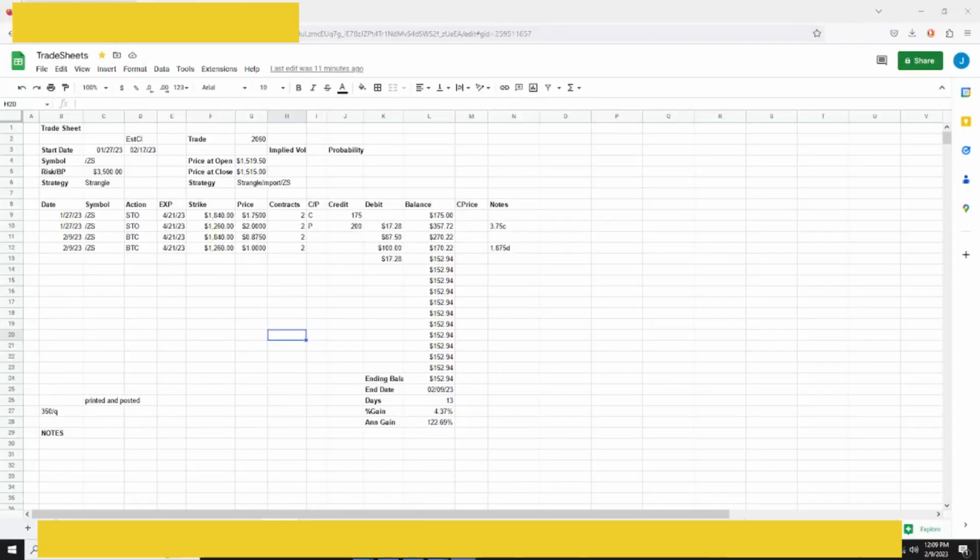We just closed out a soybean strangle that we opened on 127. I have the trade sheet up in front of you. It's part of an ongoing futures strangle ladder trade that we do. We enter different futures positions each week, primarily in soybeans and gold.